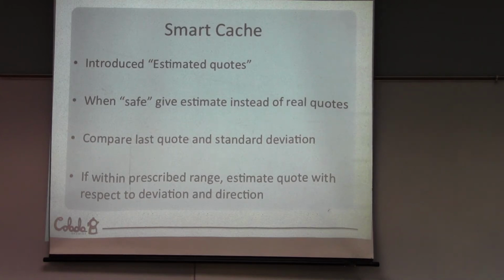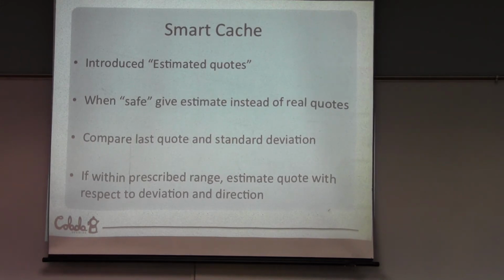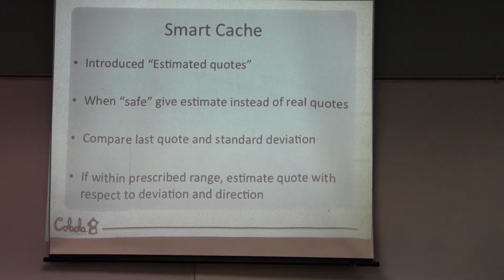And how do we determine if something is safe or not? Well, we look at your last quote, and we look at the standard deviation for the last 10 or 20 historic quotes. If the last quote falls within the range of a certain multiple of the standard deviation, then we can estimate based on the direction and the deviation of the stock. If it falls outside of that range, then we say, all right, this stock is volatile, we'll go back to the server, we'll get a fresh quote, and that's what we'll give to the user. And of course, we have ways that we can short circuit, so we don't want to always be getting estimates.